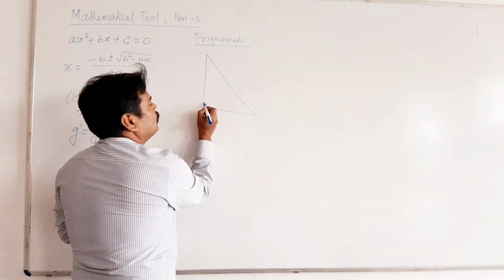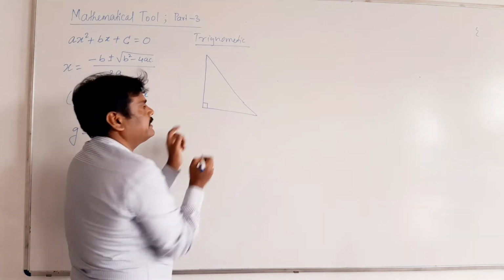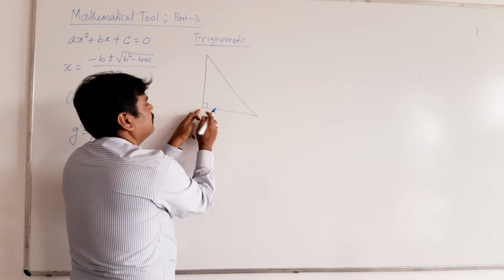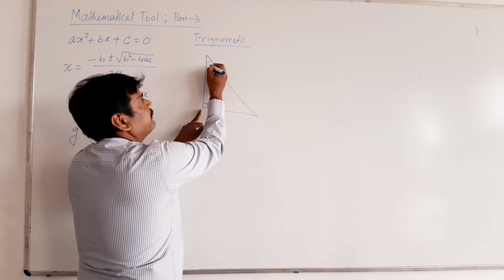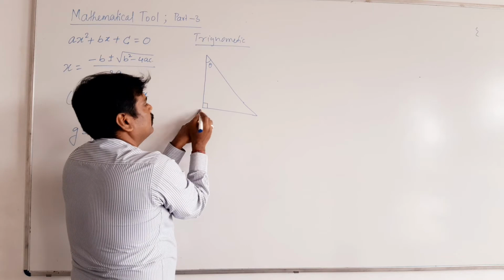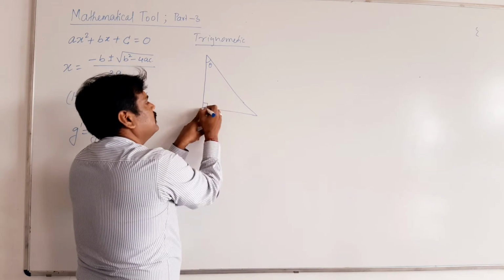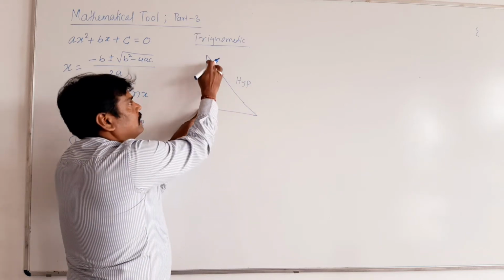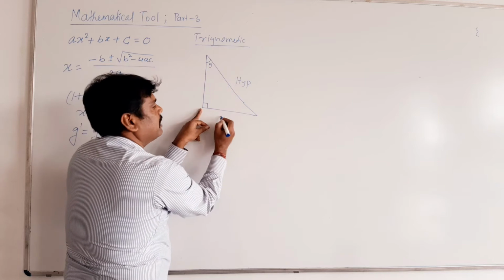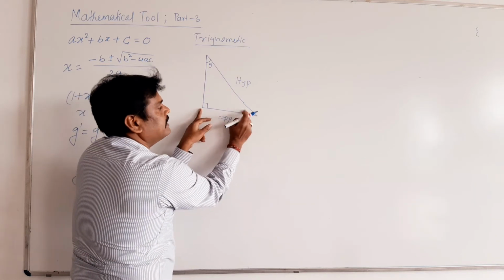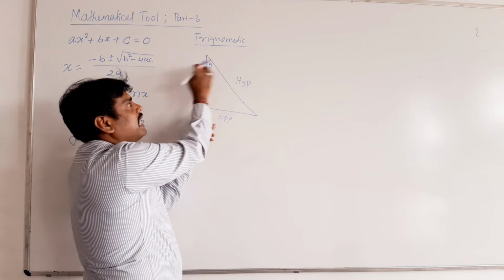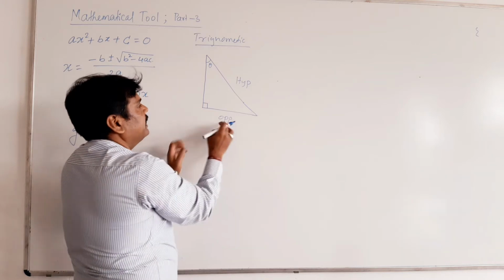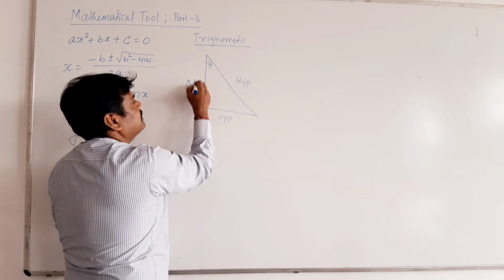In a right angle triangle, you know that the angle between these two sides is 90 degrees. If this is 90 degrees and this angle is the reference angle theta, then the side opposite to the 90 degrees is called the hypotenuse. For this reference angle theta, this will become the opposite side. Since I have taken this as the reference angle, this side becomes the opposite side, and the remaining side is said to be the adjacent side.